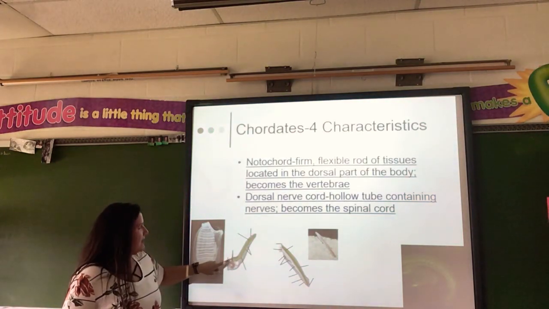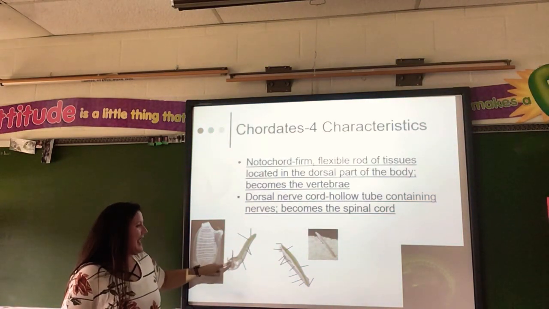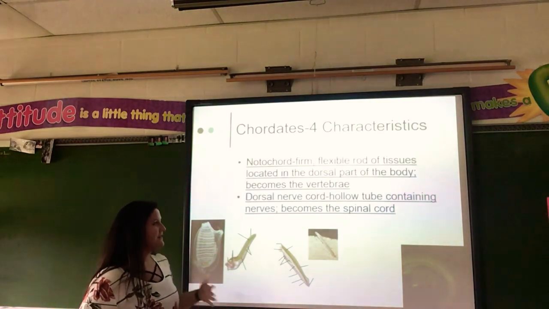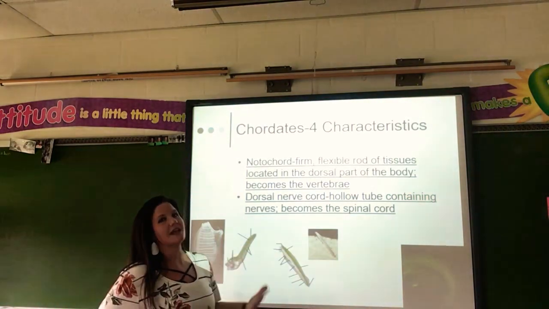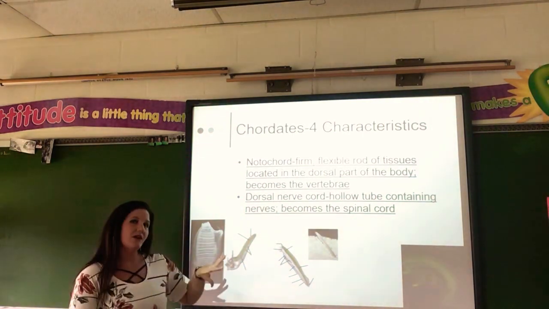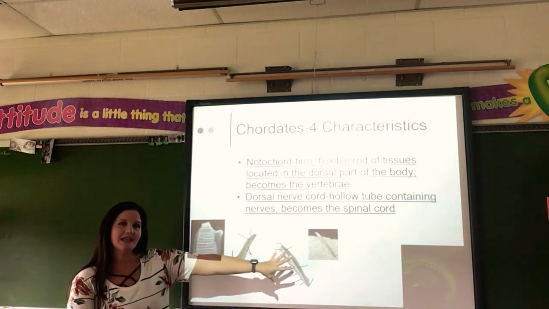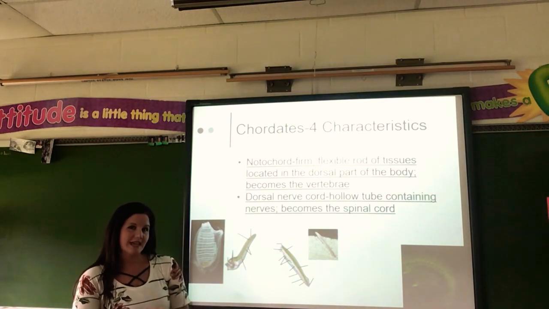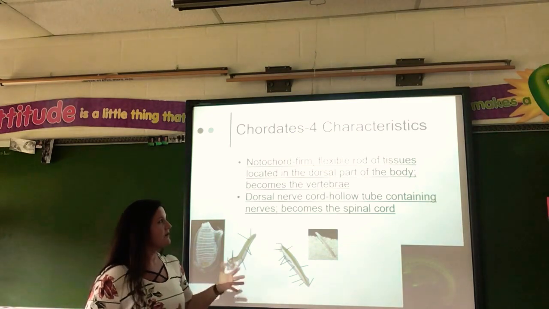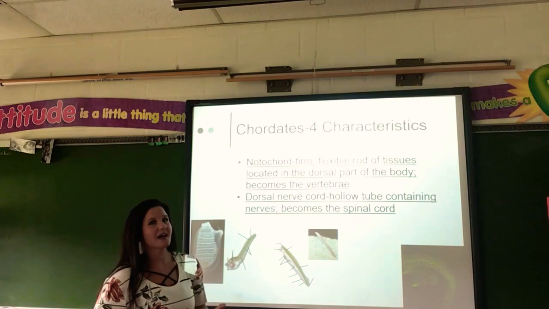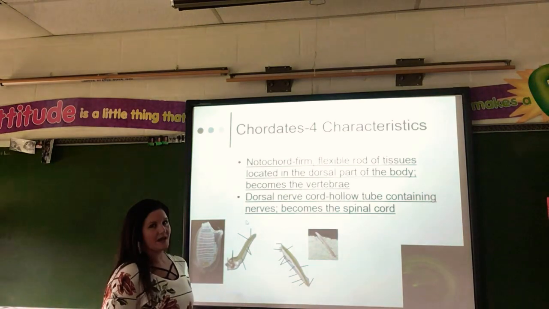They do have that dorsal nerve cord and the notochord, but they retain it through their entire lives. It never develops fully into a spinal cord, never develops fully into a vertebrae. So these two, and they're the only two like that, the tunicate and the lancelet, are what we call invertebrate chordates. That means they are chordates. They have all four of these characteristics, but they never end up with a backbone made out of bone or cartilage.